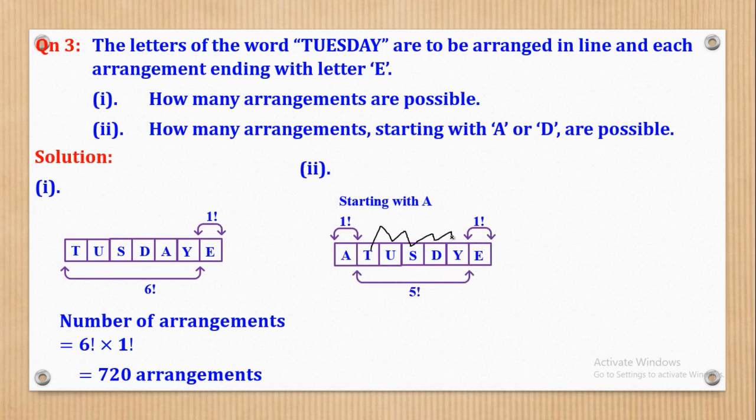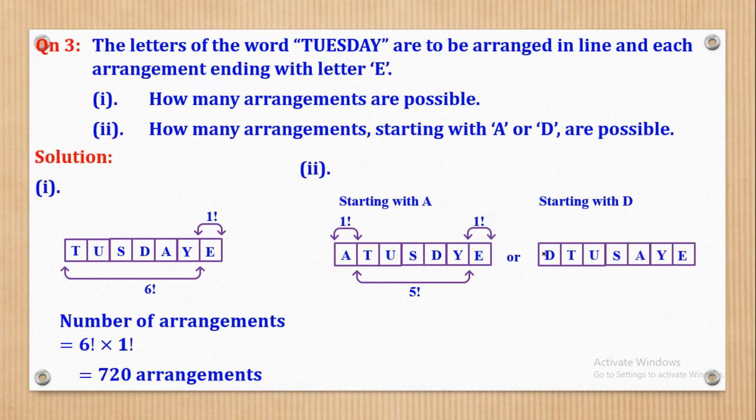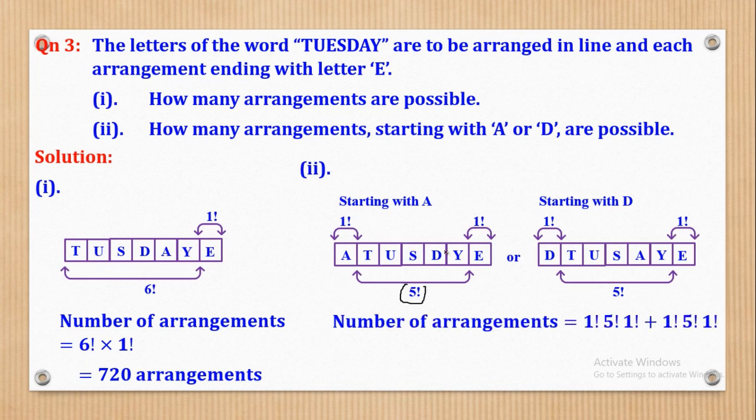1, 2, 3, 4, 5. Also, it can also start with D. So when it starts with D, the illustration will be in that form. So still this is fixed and this is fixed, so this one will give you 1 factorial, and also this one will give you 1 factorial, and the remaining ones will give you 5 factorial. Therefore, the total number of ways will be this times this times this, plus, because this all means addition, this times this times that, which is that. So when you use the calculator, you shall come up with this as 120 and this as 120. When you add the two, you come up with 240 arrangements.